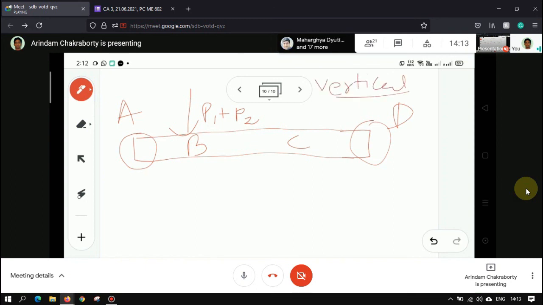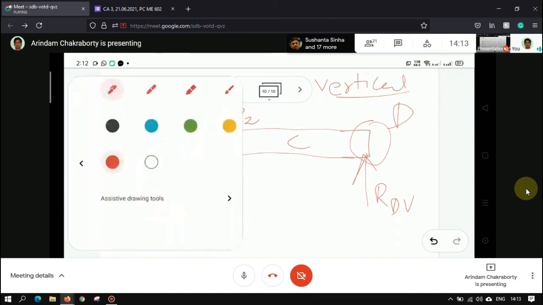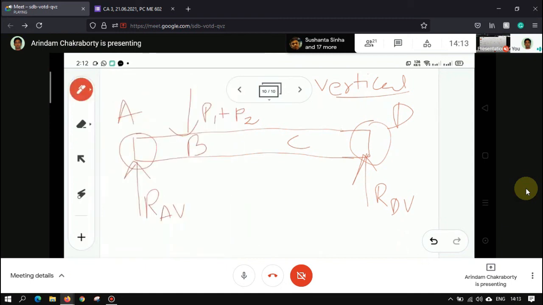Now what happens is that since A and D points are both fixed to bearings, they will give reactions, RAB and RDB. Is that clear? So we know RAB and RDB. So from here, can we find the vertical moment? Is it possible or not? Yes. How much will be P1 plus P2?